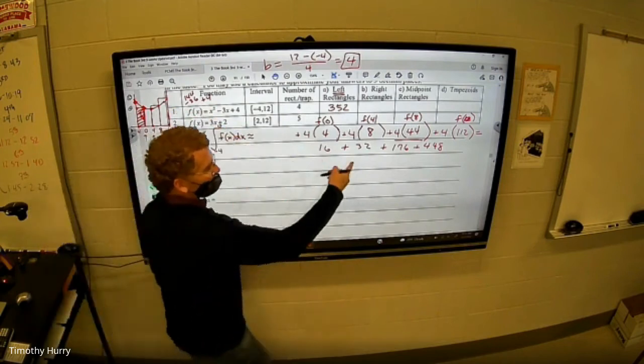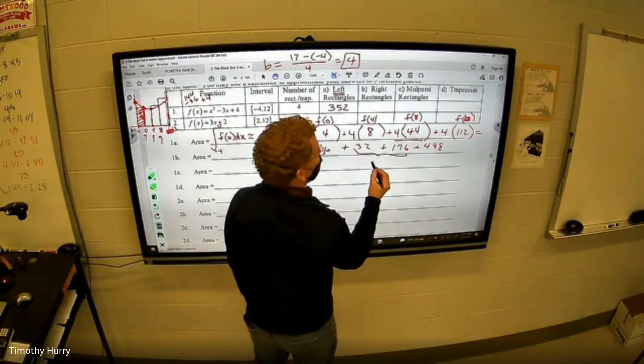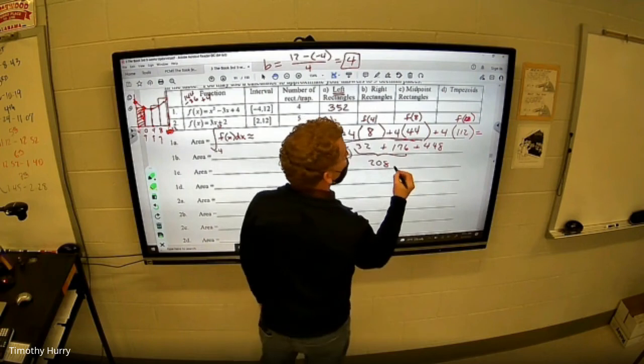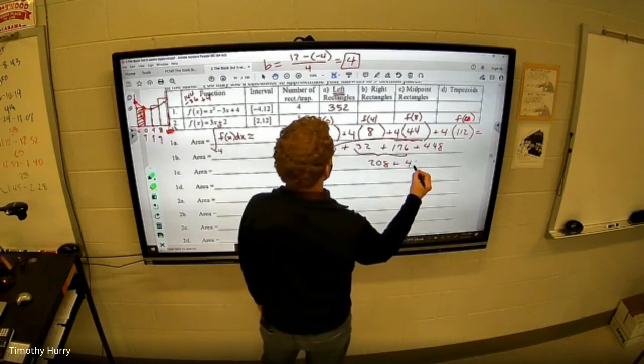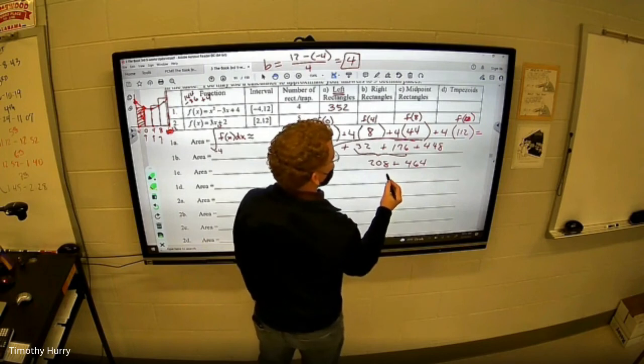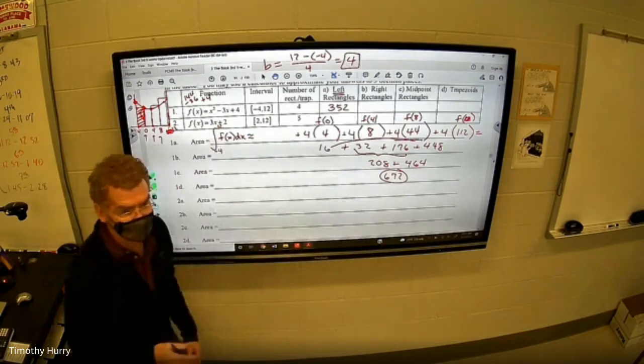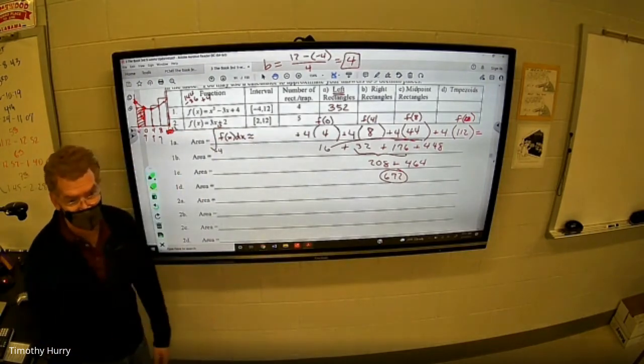So when you add the area up here, how about I'm going to add these? That looks easier. 208 and then adding those, 464. That right? 672. You can check my key, but that looks way different from what I originally found, right?